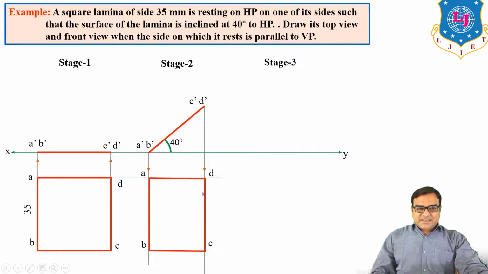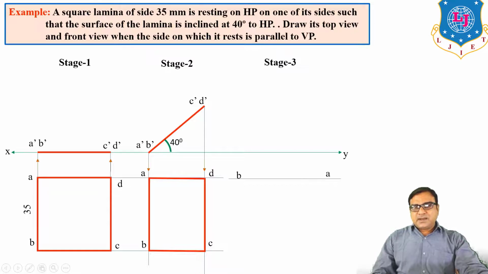So in stage 2 you can see that here one side AB is in HP, and from the top view you can say that this line AB is perpendicular to VP, but we want that side to be parallel to VP. So we have to redraw this top view in such a way that line AB is parallel to XY, meaning parallel to VP.